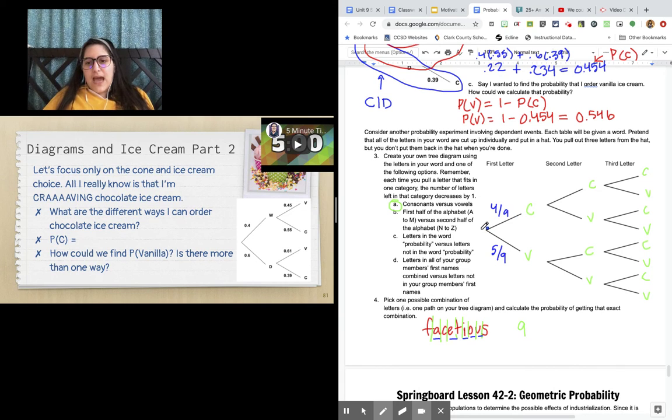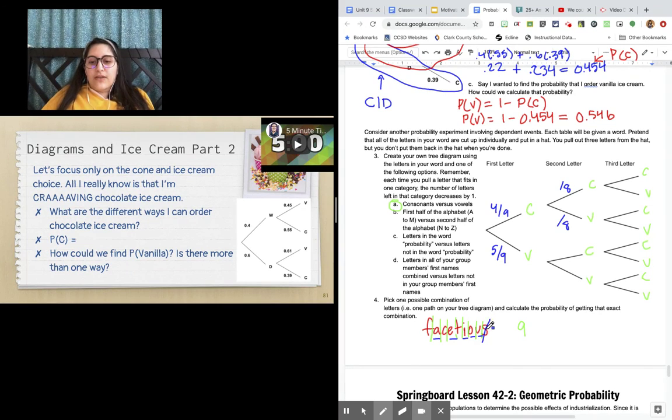So let's say I chose a consonant on the first one. Like my very first draw was a consonant. So say it was this S and I'm getting rid of it. Okay. So now I have to ask myself, how many letters are left? If I get rid of the S, there's 8 letters left. So instead of taking these out of 9, I'm taking it out of 8 because I drew a letter and I didn't put it back and there's only 8 left.